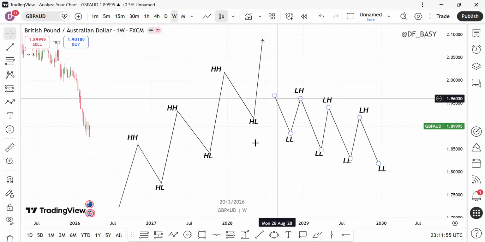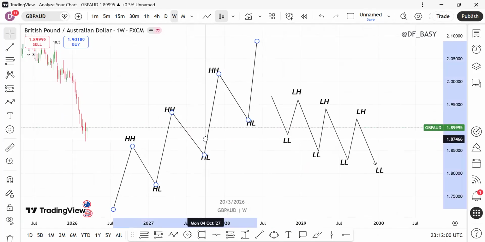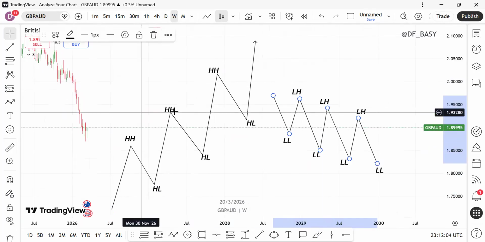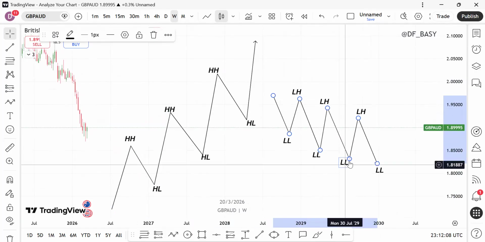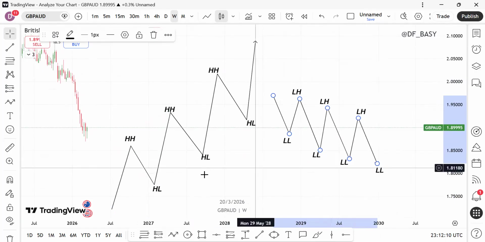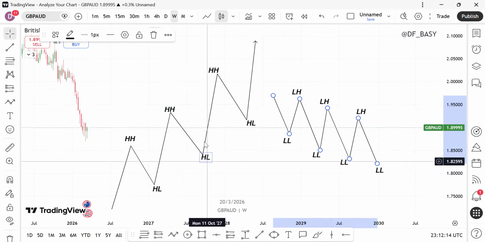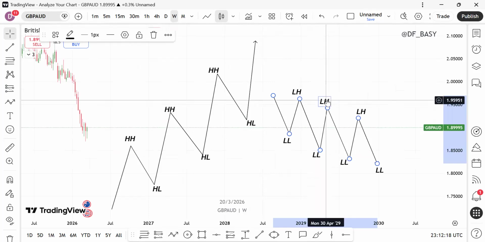So this is a bullish trend. In a bullish trend, this is what you expect to see: higher highs, higher lows. In a bearish trend, this is what you expect to see: lower lows, lower highs, lower lows, lower highs.